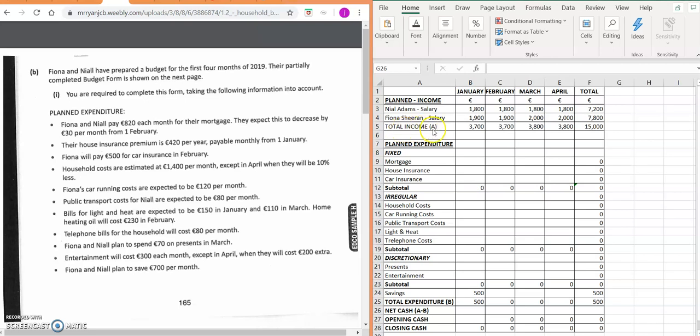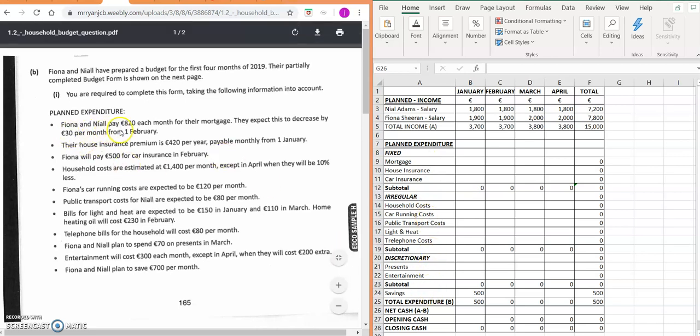And we have total income A: 3,700 for January, 3,700 for February, 3,800 for March, and 3,800 for April, with a total amount of 15,000. So we have to fill in their planned expenditure: fixed, irregular, discretionary, and then savings.